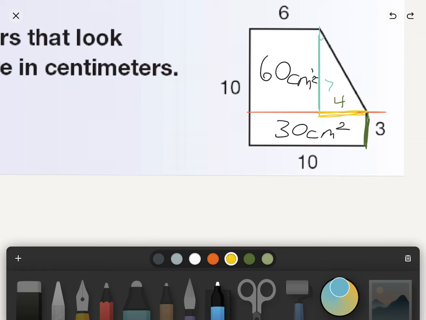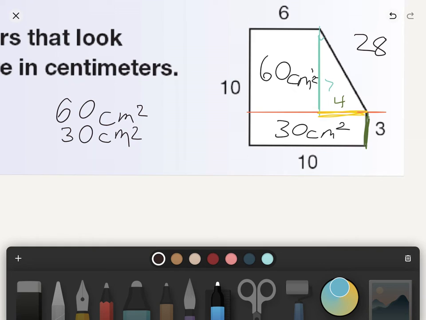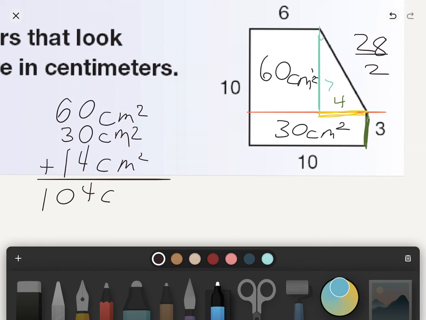Okay, so then we've got 60 square centimeters plus 30 square centimeters. And then this would be 28 divided by 2. And then that'll get us to 14. So getting us to 104. Am I doing something wrong?